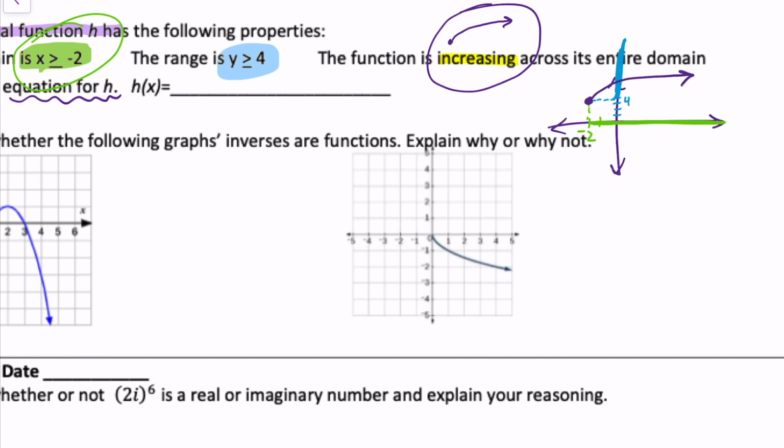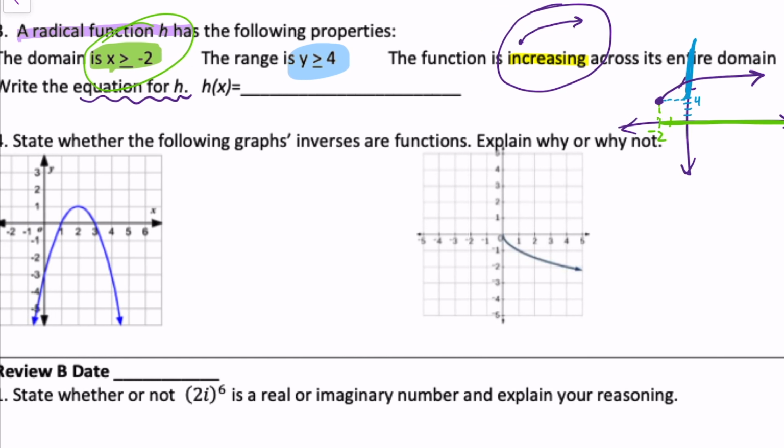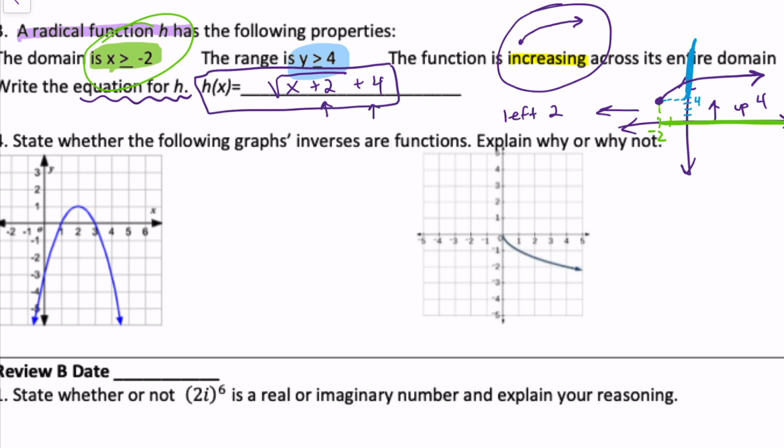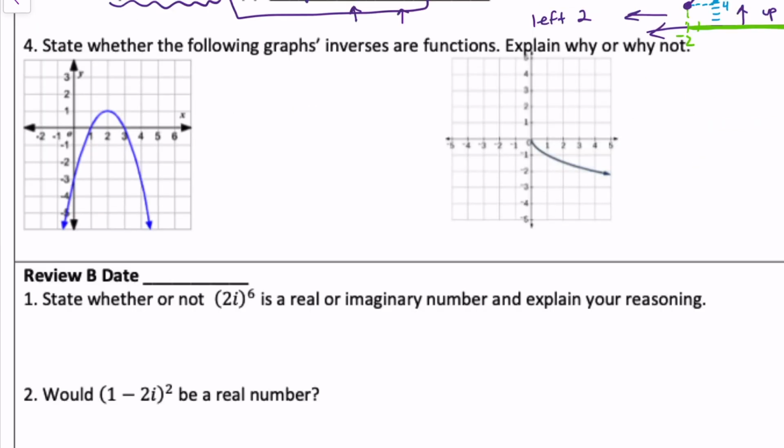Well, there is a quick square root function, and it looks like it's been shifted to the left 2 units, so translated left 2, and up 4 units. Well, I can write an equation for that. I know I'm going to have a square root function, and x plus 2 for left 2. And then on the outside of the square root, I'll have plus 4 for up 4. And there is my equation that meets those properties.